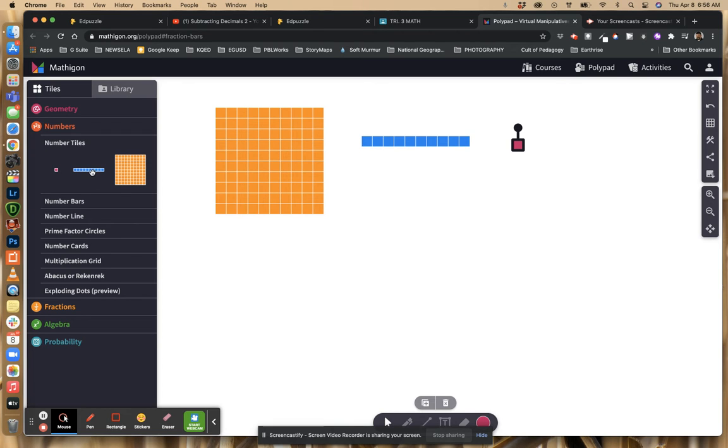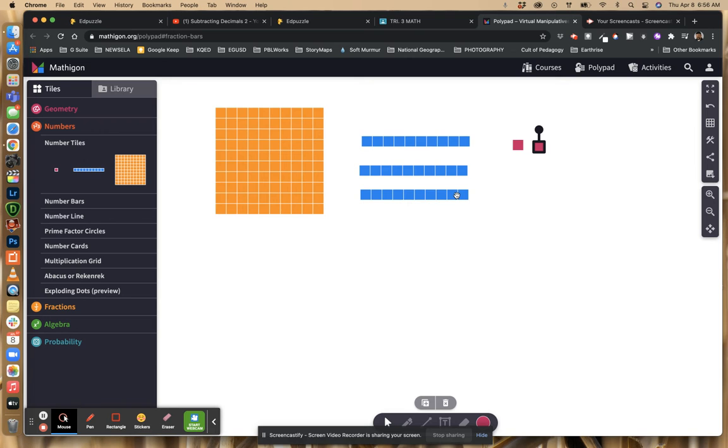I am going to model a decimal. This is my decimal, and I'm going to ask you to tell me what is the value of this decimal. If you said 1 and 32 hundredths, you would be correct.